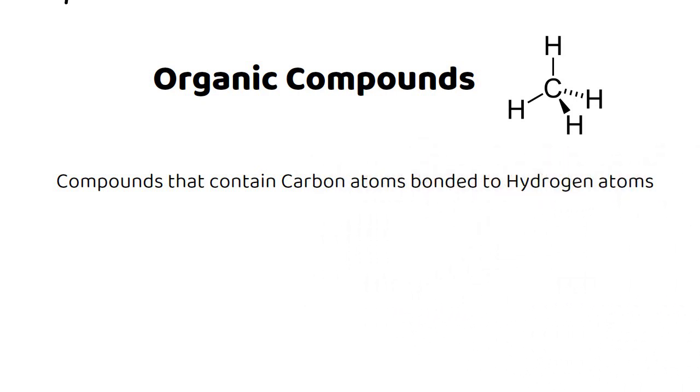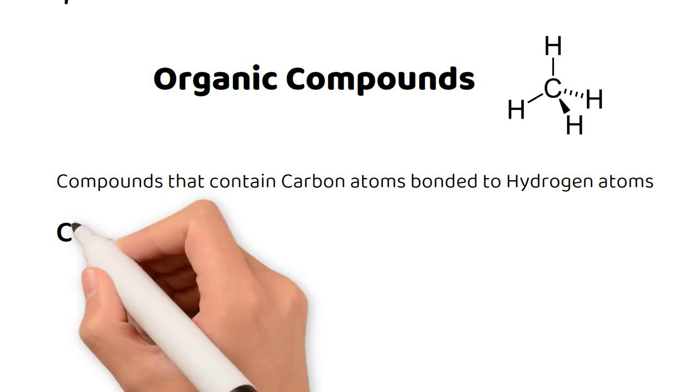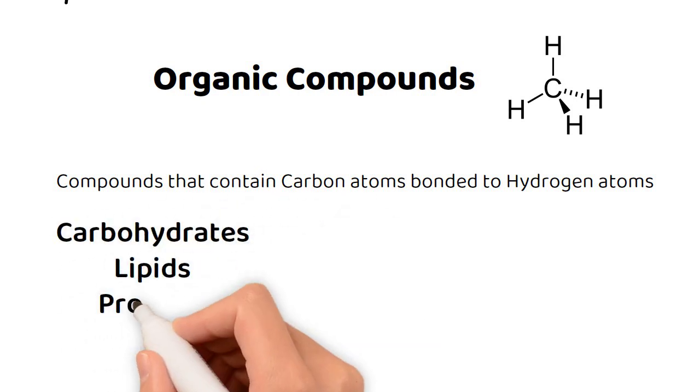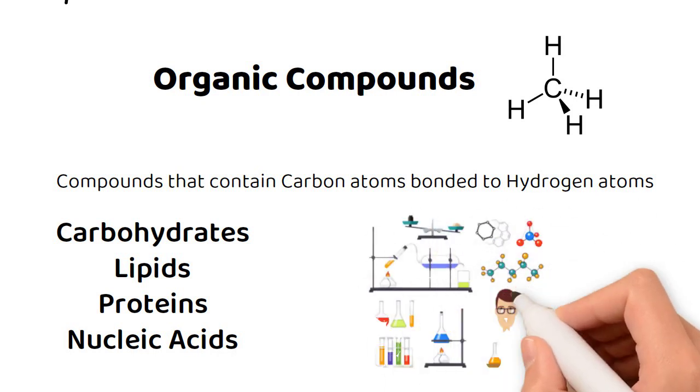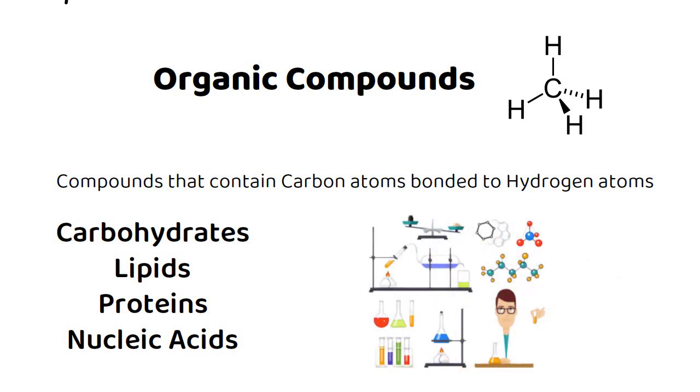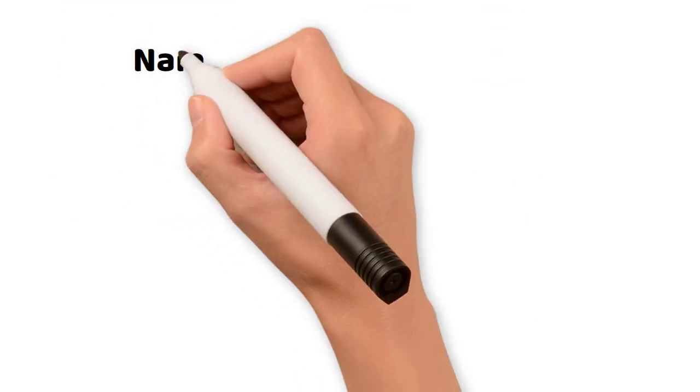Organic compounds. Organic compounds are compounds that contain carbon atoms bonded to hydrogen atoms. They are the basis of life on Earth and include compounds such as carbohydrates, lipids, proteins, and nucleic acids. Organic compounds can also be synthesized in the laboratory for use in various applications.